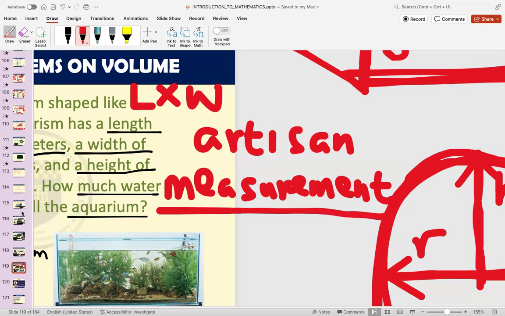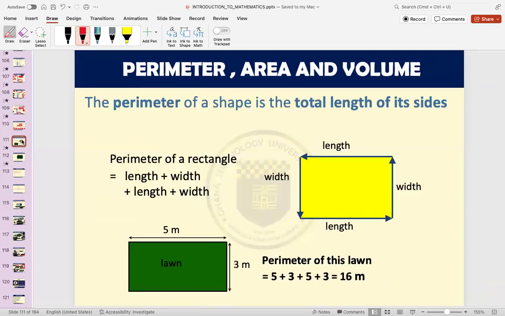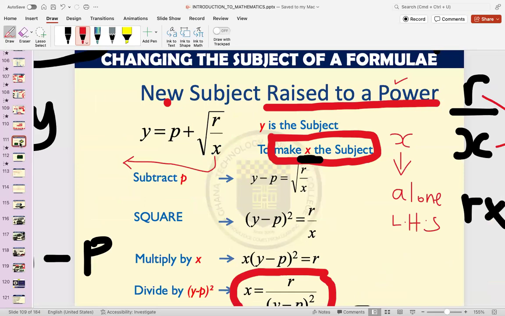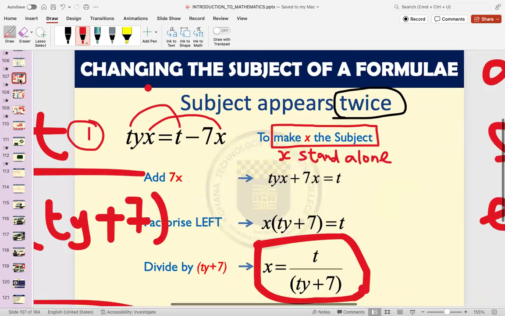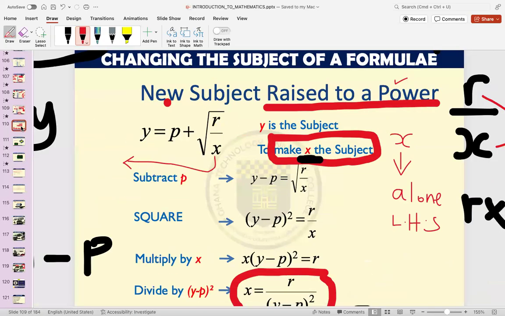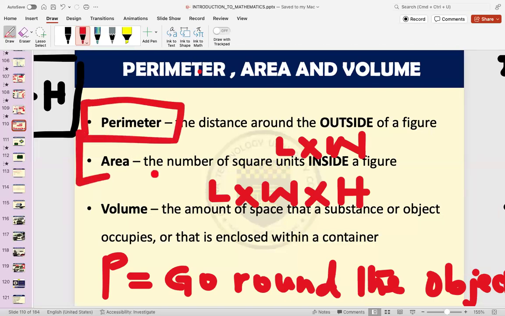And if I'm to summarize what we have done, all we are trying to say is that in proper measurement, there are 3 ways of proper measurement. And the 3 ways are as follows. First of all, you need to find the dimensions. You need to know how to do perimeter. You need to know how to do area. You need to know how to do volume.